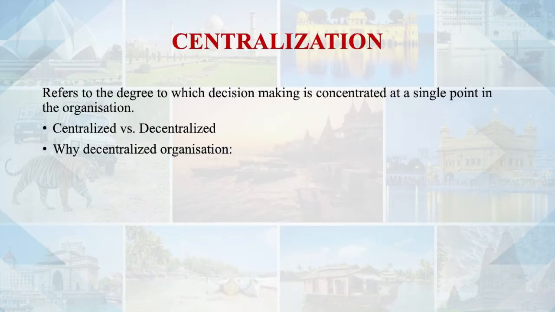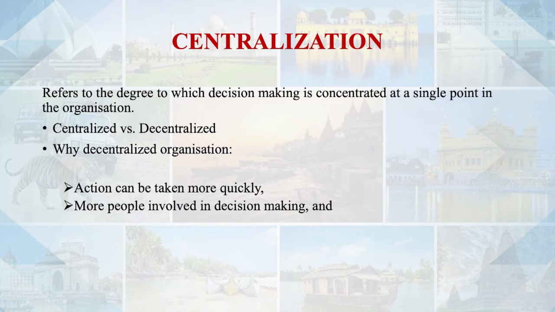A centralized organization is one where the entire power is controlled by, say, a few people, the top management. Whereas a decentralized organization is one where the power actually percolates down to various people in the organization. There have been various discussions on why decentralized organizations are beneficial. There are various benefits. Number one, in a decentralized organization, actions can be taken more quickly. Further, more people get involved in the decision-making process, and obviously the employees also feel less alienated.